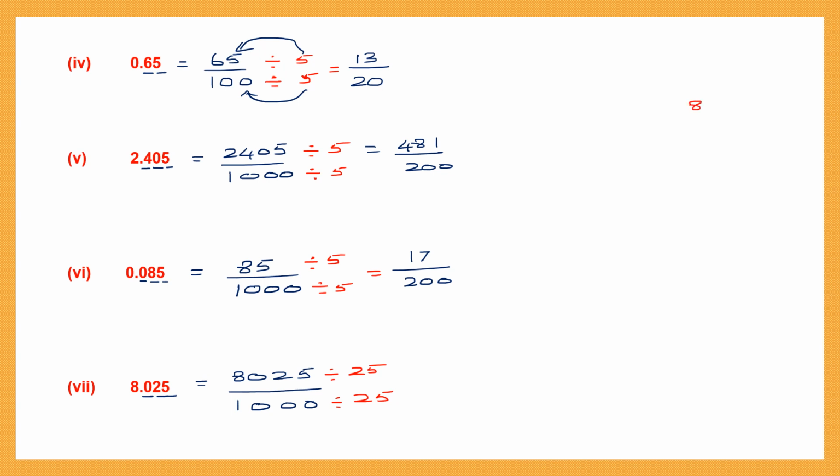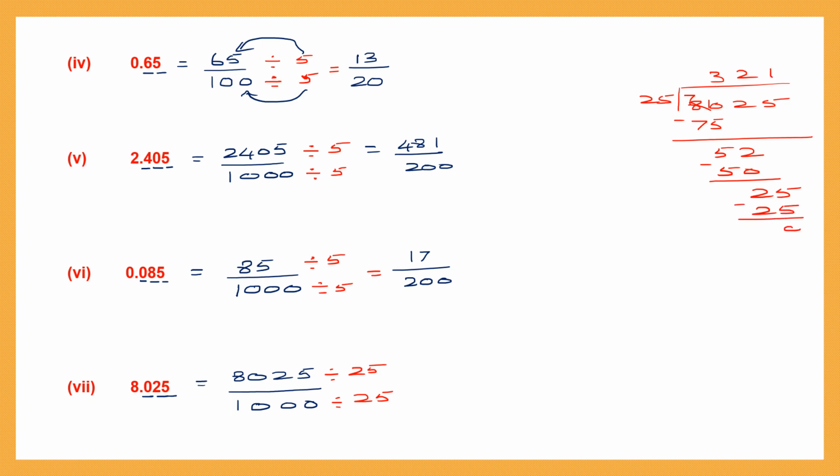So let's divide 8025 by 25. So this is 25 threes are 75 minus, now here I'm going to borrow. So 10 minus 5 is 5. I bring down 2, I get 52. 25 twos are 50 minus 2 and then you bring down 5. 25 ones are 25. So we get 0. That means 25 into 321 will give us 8025.